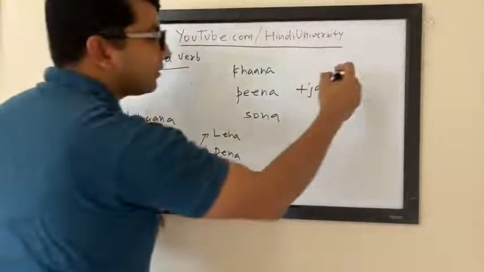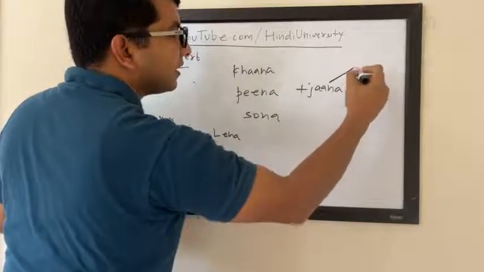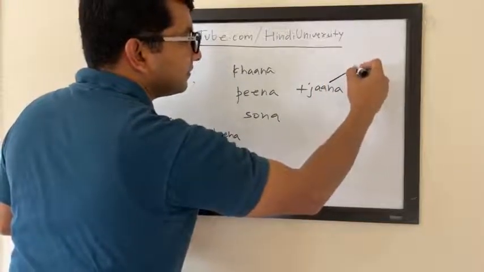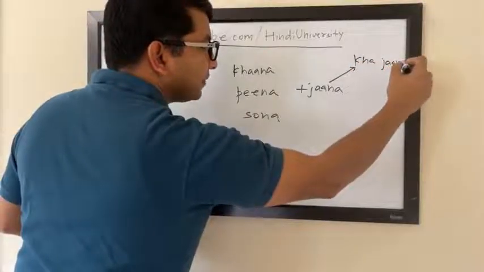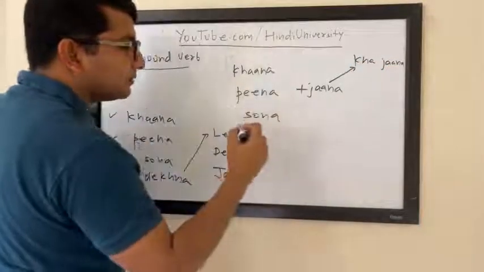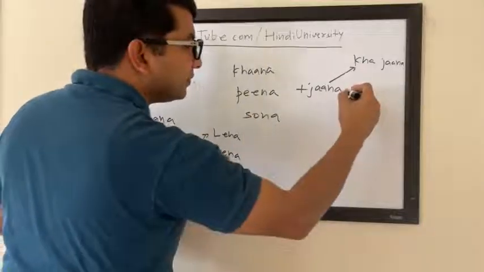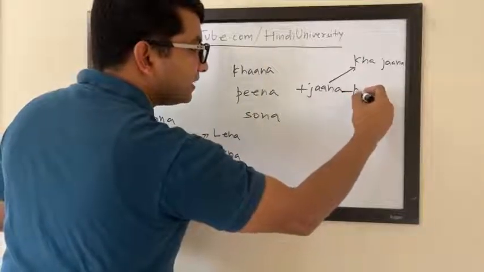Like, what is the output of it? Khana plus jana is? Khajana. Very good. Khajana. Infinitive form only right now. We're not making any sentence yet. Similarly, this one, pina plus jana would be the same pattern. Pijana.